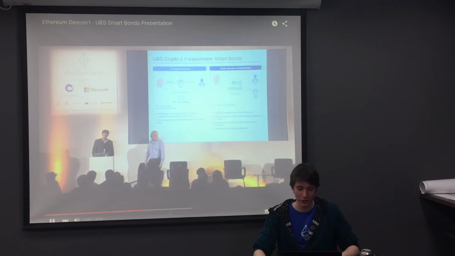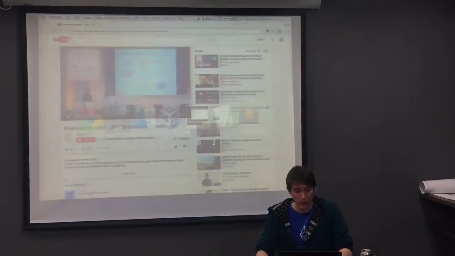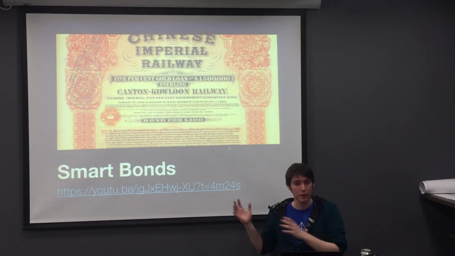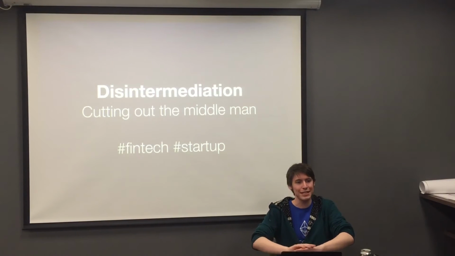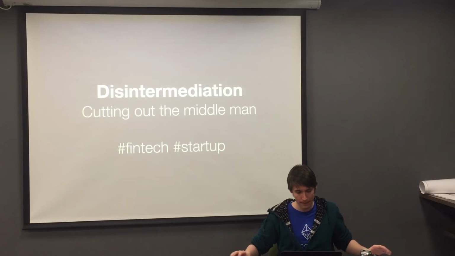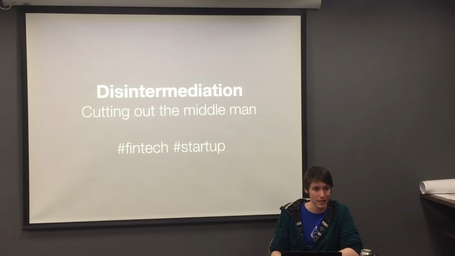So I'm not going to actually show you the model. You can see the architecture vaguely, but they've got a proof of concept. They've created smart bonds, and again, it's another thing that can't be done. And as he was talking about, it's all about disintermediation. That's the key word. It's about removing the middleman. And if you want to start a fintech startup, that's the next hashtag to use.